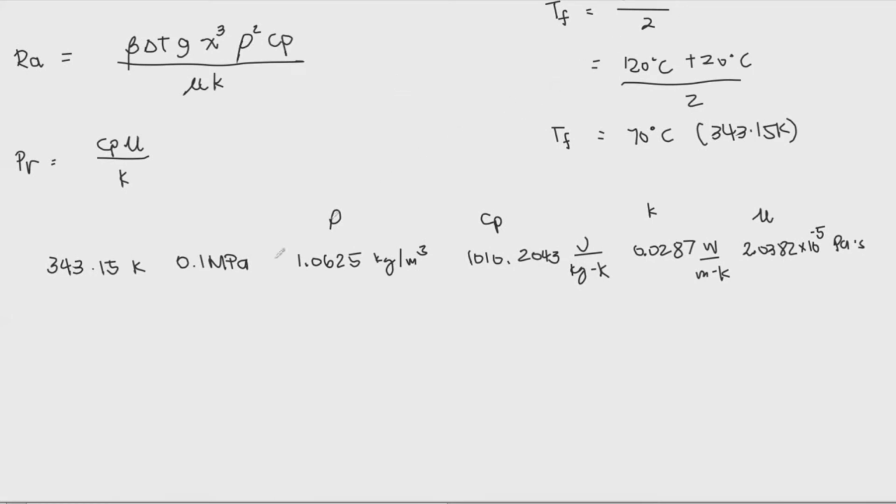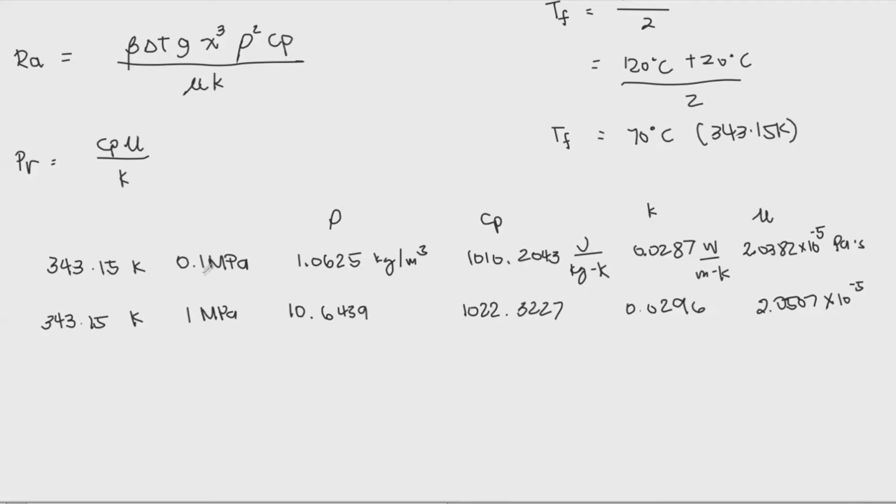Since this is a double interpolation, we need to find as well the values at 1 megapascal. So the density would be 10.6439, same unit, and then the specific heat capacity is 1022.3227, same unit, and then we have 0.0296 for thermal conductivity, and we have 2.0507 times 10 to the negative 5 pascal second for our dynamic viscosity.